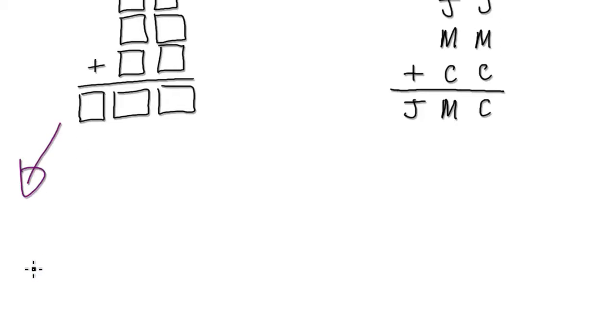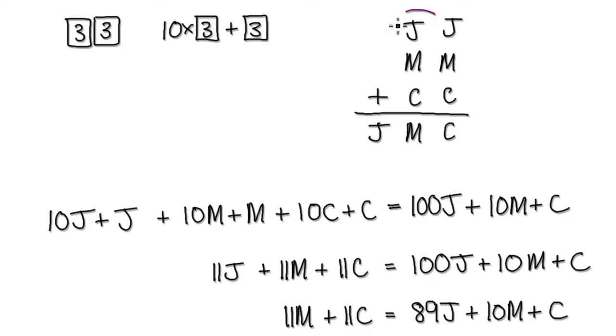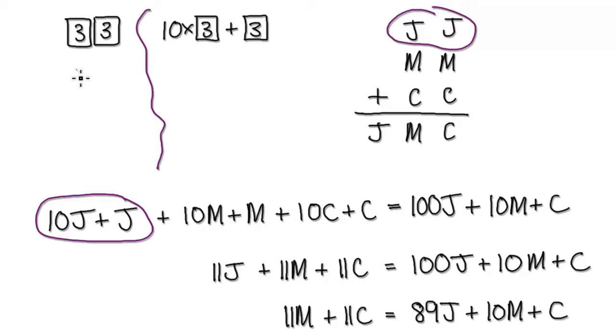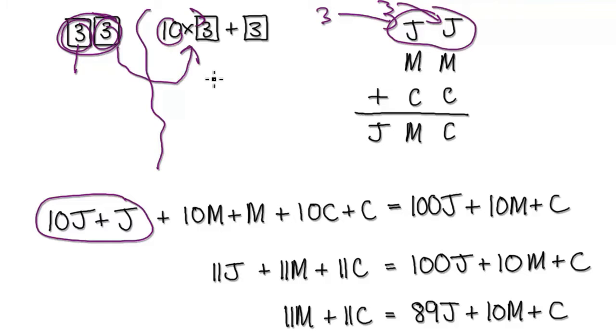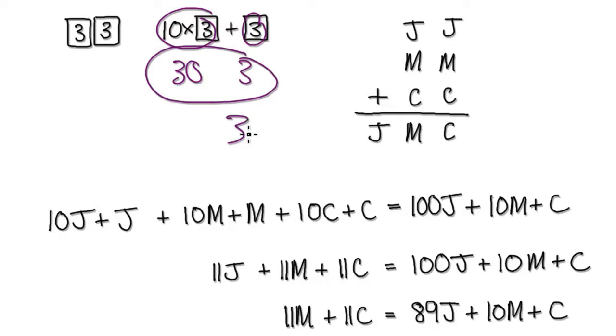Okay, so to do this, the trick is to rewrite this as this. Currently in your mind, let's say you put a 3 into the J. So you've got 3 and a 3, and you're thinking of this as the number 33. But you have to rewrite it in this form. It's going to be 3 times 10, which is 30, and then you've got a 3 here. So that will make it 33.